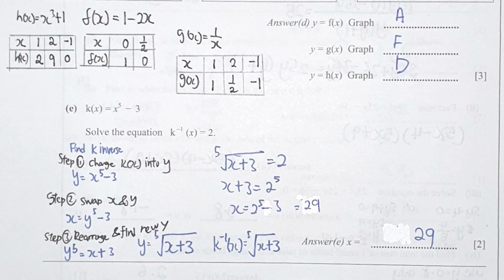Question E, repeat the same 3 steps that we showed earlier. You will know that the 5th root of x plus 3 equals 2. To get rid of the 5th root over there, I multiply by the power of 5 on both sides, and you will get x plus 3 equals 2 to the power of 5. So x equals 29 after the calculation.